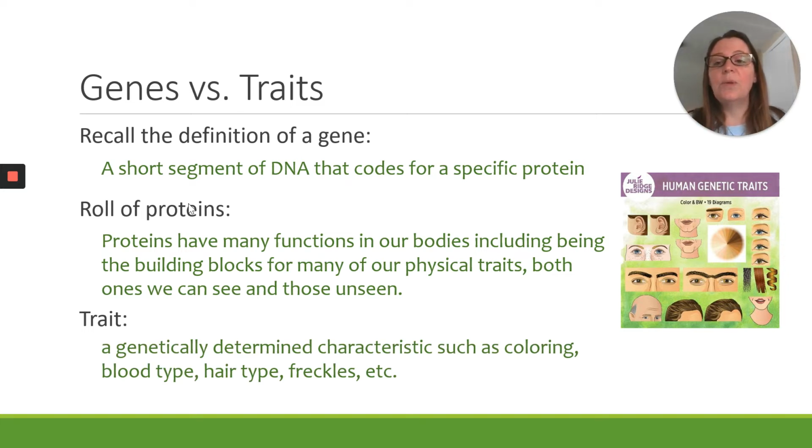So when we talk about a trait, it is typically a characteristic, usually that is visible, but it doesn't have to be. So being lactose intolerant, for example, could be a trait. That's something that's genetically determined. But we're going to use examples that are easy to visualize. So we're going to talk about physical traits like coloring, blood type, hair, freckles, whether your earlobes are attached or unattached, all of that stuff.